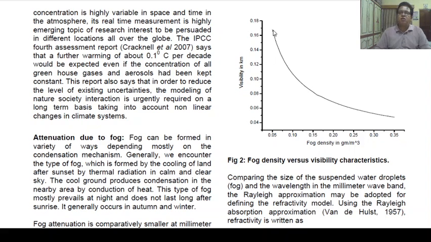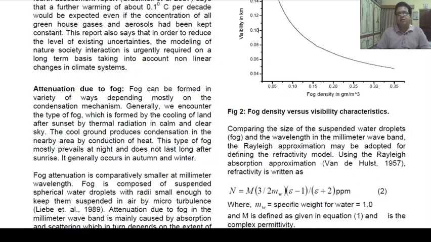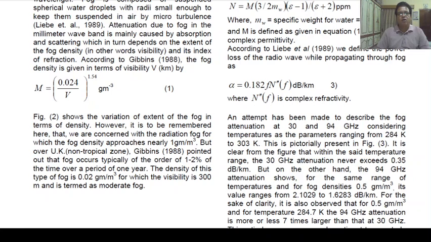We see it decreases approximately like this curve. The figure shows the variation of the extent of fog in terms of density. However, it is to be remembered that we are concerned with radiation fog, for which fog density approaches nearly 1 gram per meter cube. In the UK non-tropical zone, Gibbons pointed out that fog occurs typically 1 to 2% of the time over a period of 1 year.